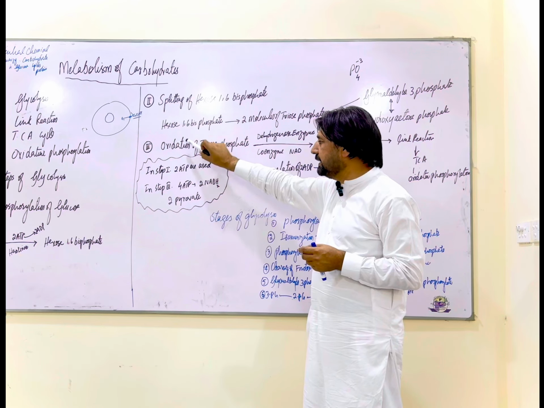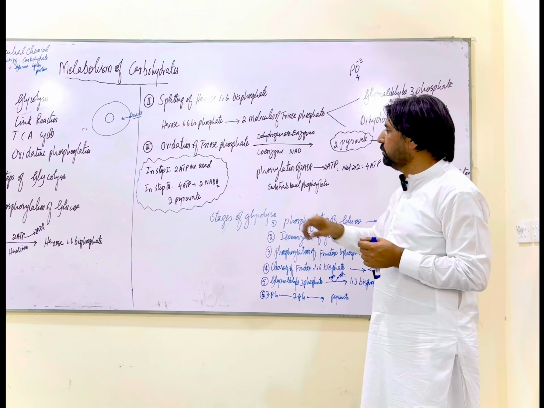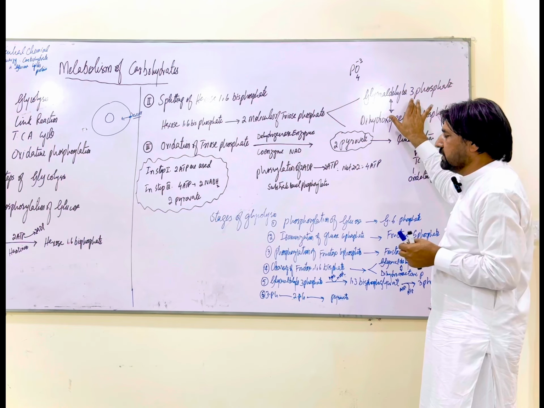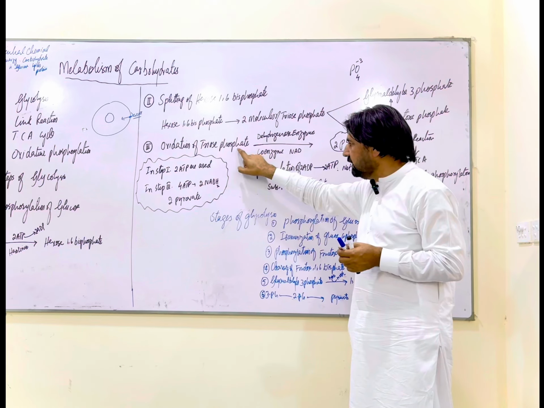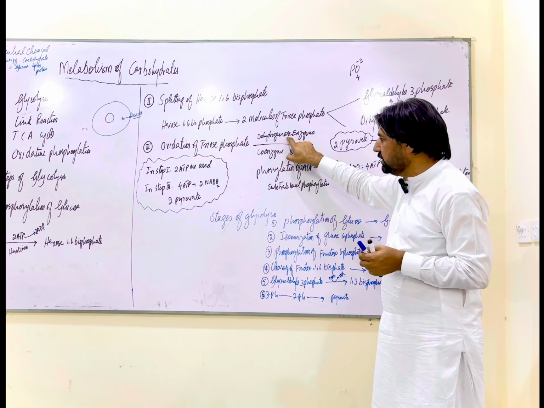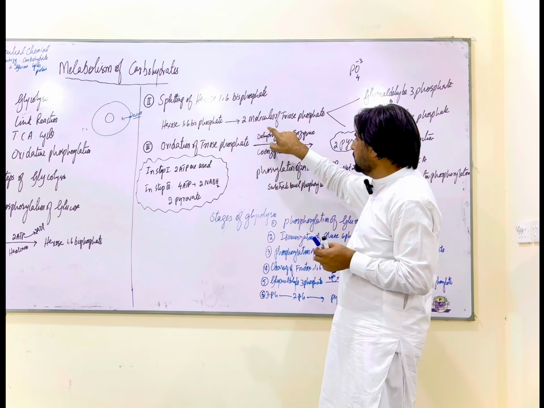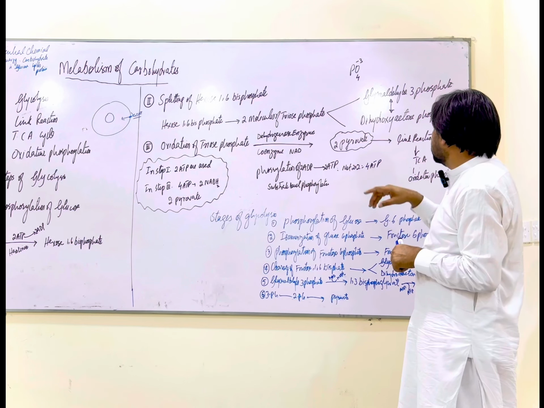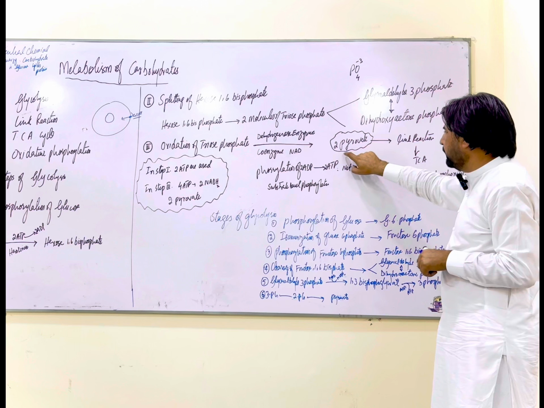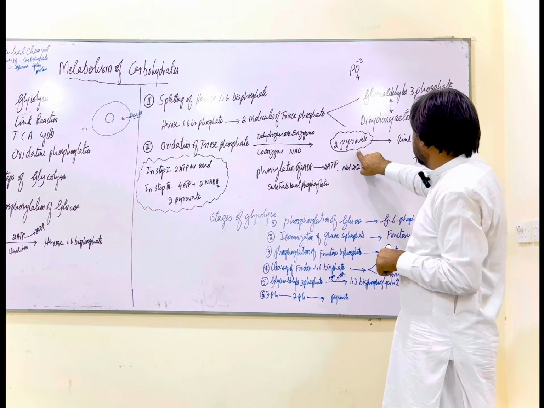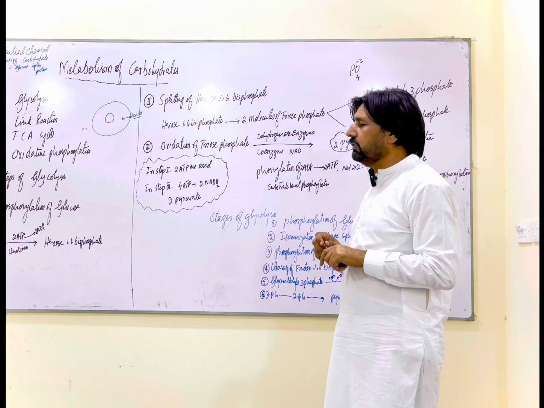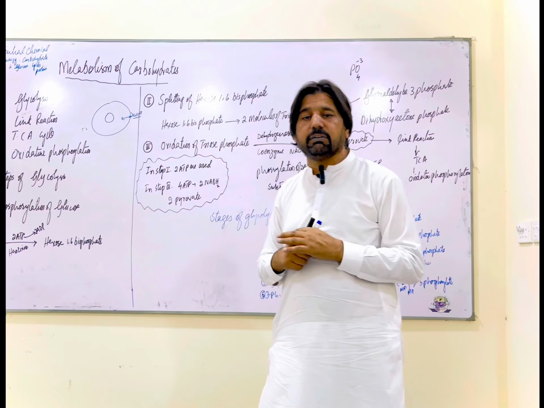So in the third step of glycolysis, there will be oxidation of triose phosphate, meaning oxidation of glycerol-3 phosphate. During the oxidation of glycerol-3 phosphate, coenzyme NAD is required, and dehydrogenase enzyme is required. During the oxidation of triose phosphate, it would give us two pyruvate molecules, as well as two ATP molecules and two NADH molecules. So we are going to study them one by one.